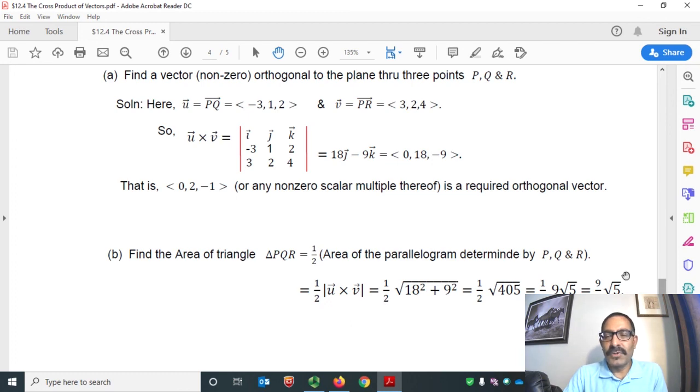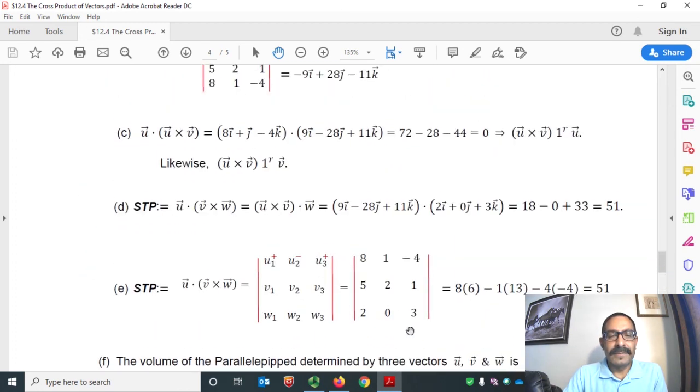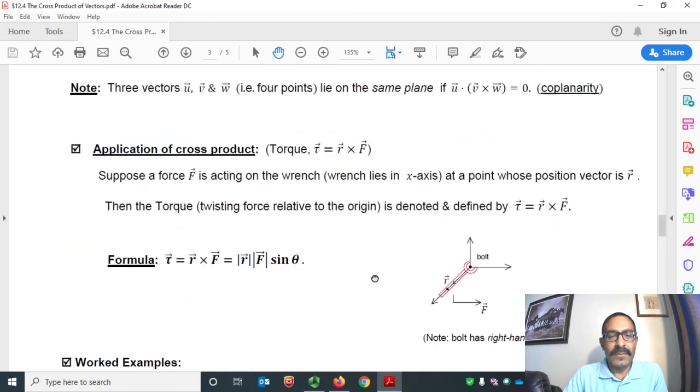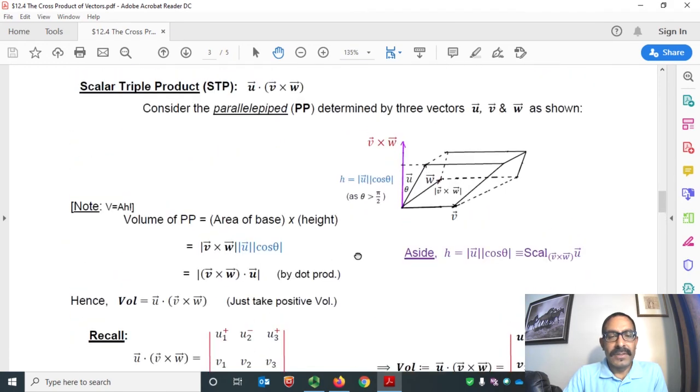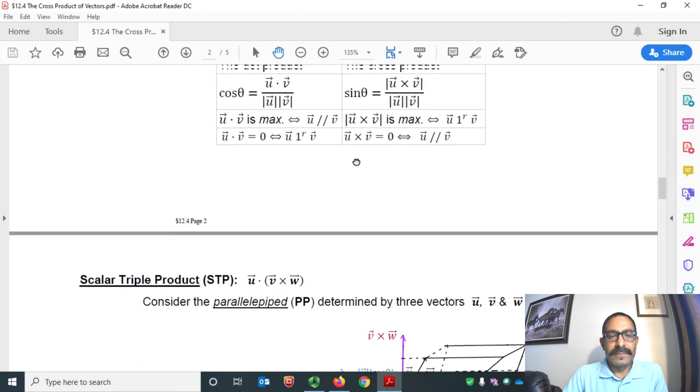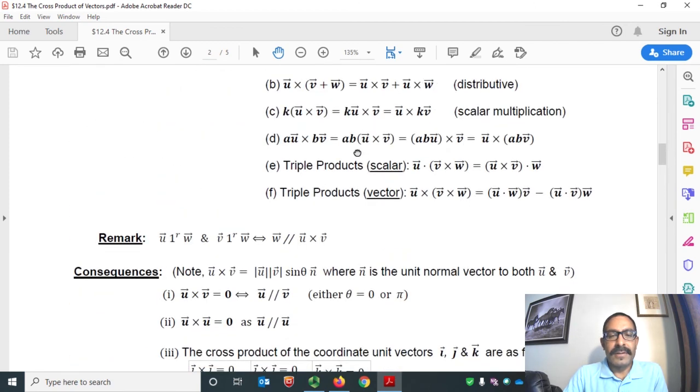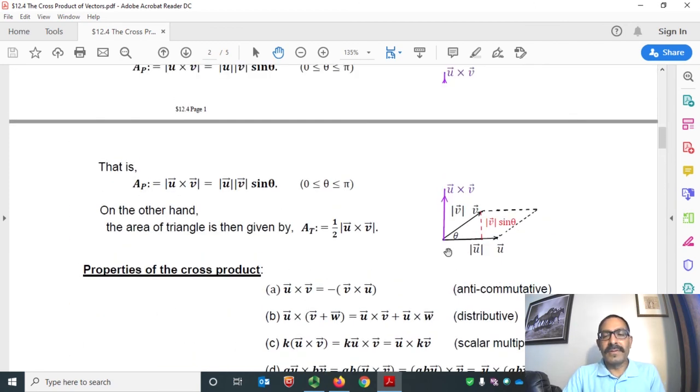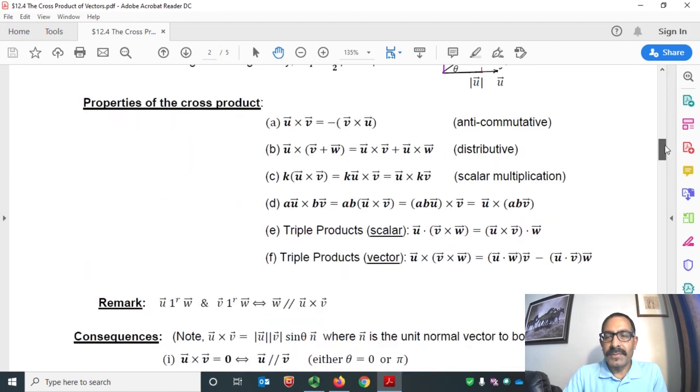And that's the formula. Let me show you the formula here quickly. So find the cross product, which is a normal vector. Take its magnitude. Its magnitude happens to be the area of this parallelogram determined by these two vectors, and divide by 2 for the area of the triangle. The area of the triangle is half of the area of this parallelogram. Awesome. So let's move on.